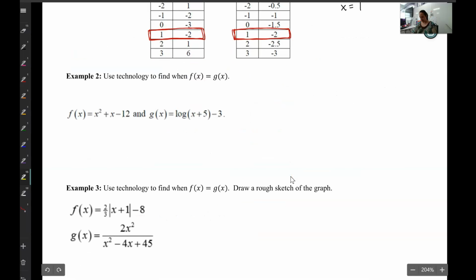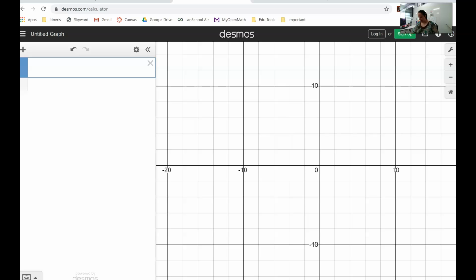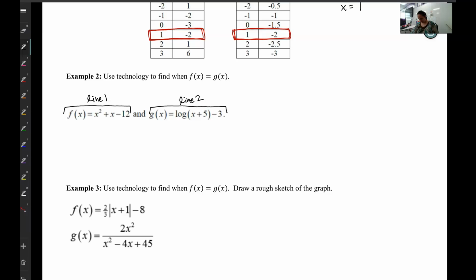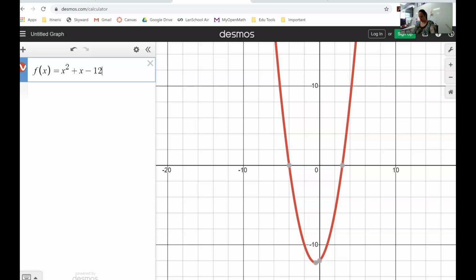Come back up to our notes. Let's do another example. This one, we're still doing when f of x equals g of x, so solving systems of equations, but this time we get to graph it on Desmos. So I'm going to graph all of that in Desmos in line 1, and all of that in Desmos in line 2. So I'm going to go over here to Desmos and have f of x equals x squared plus x minus 12.